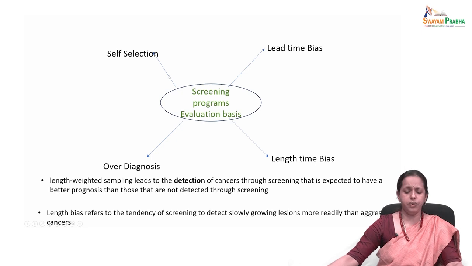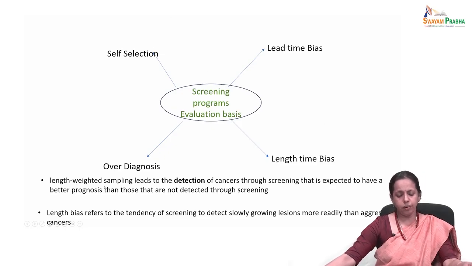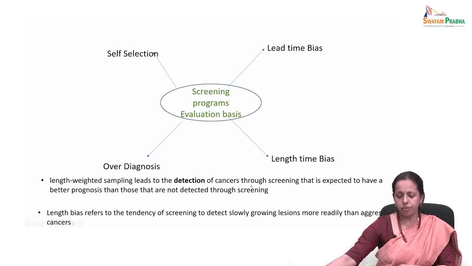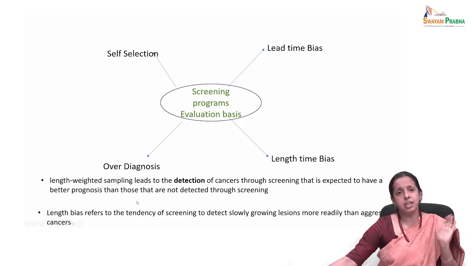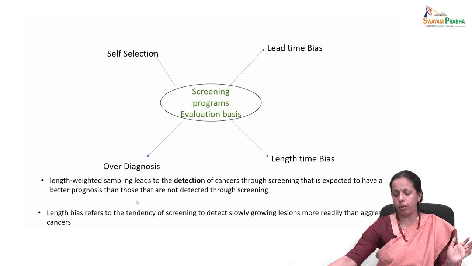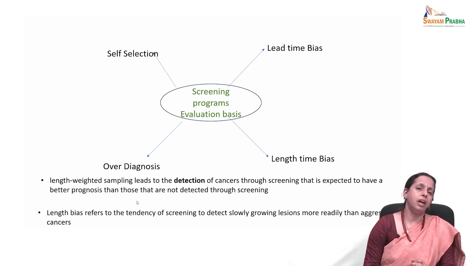So you have the different screening program evaluation biases. You have the self-selection bias, then the lead time bias, and then the length time bias. What is length-weighted sampling? It leads to the detection of cancers through screening that are expected to have a better prognosis than those not detected through screening. Length bias refers to the tendency of the screening procedure to detect slowly growing lesions more readily than aggressive cancers.